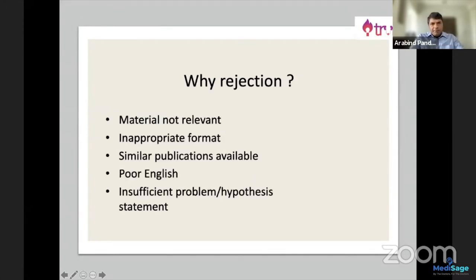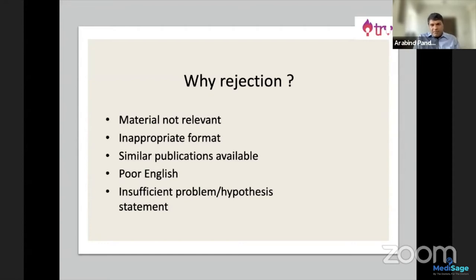After you've written the paper, sometimes you think, my paper may get rejected, but why should it be rejected? The most common reasons for rejection are that the material is not relevant, the format is not appropriate, similar publications are available so there's no new message, and poor English. This is important for people who are non-native speakers of English. They may not have the knowledge of English to be able to compose the manuscript well.